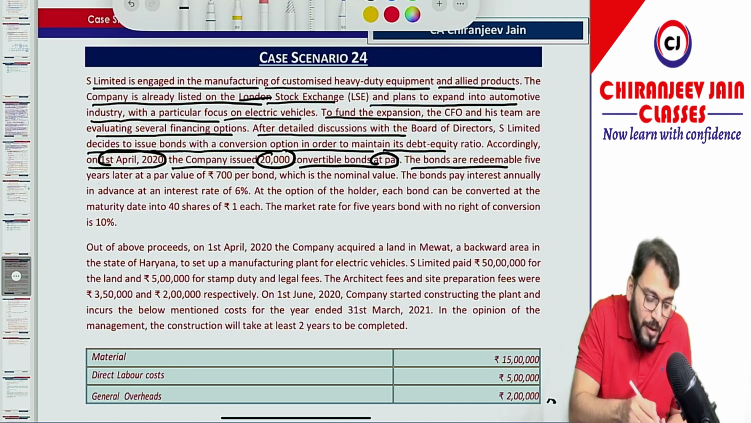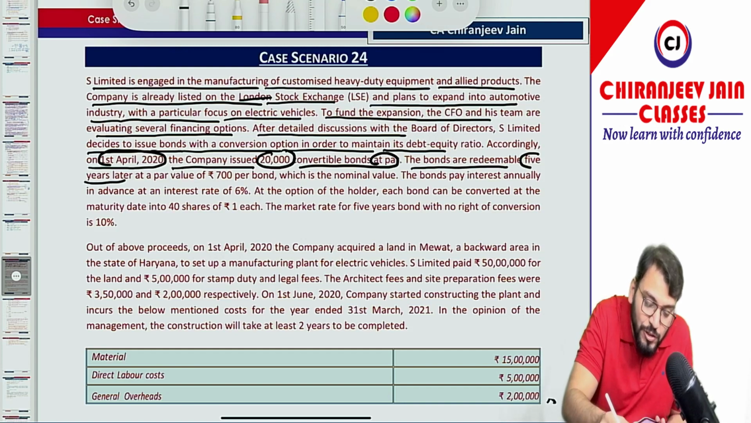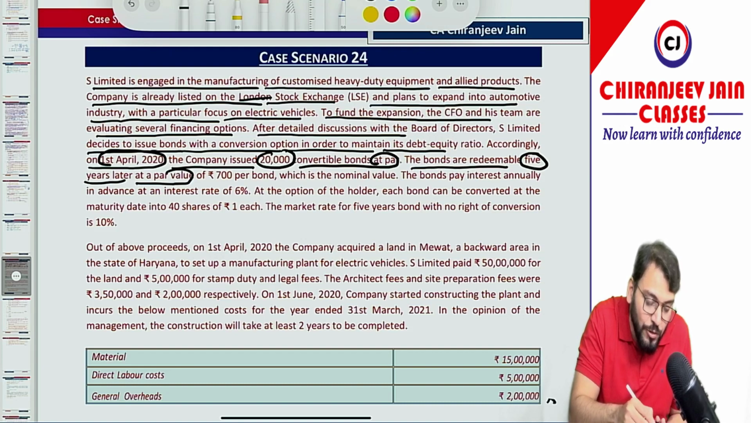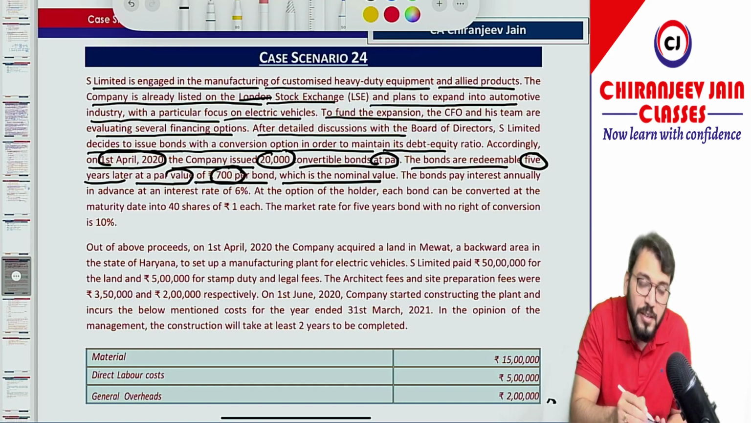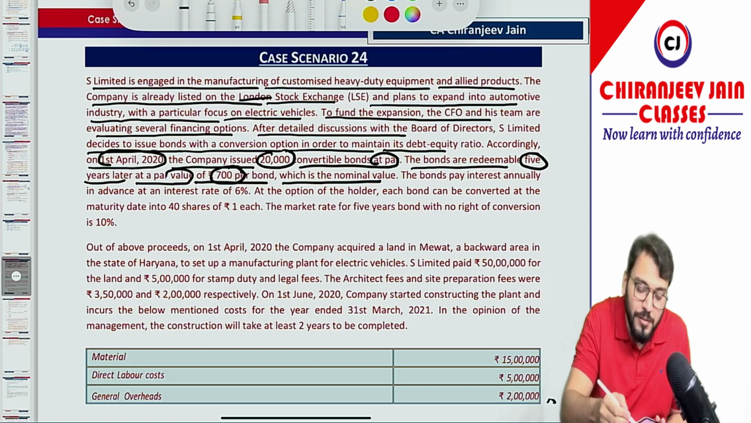The bonds are redeemable 5-year later, so it is for 5 years at a par value of rupees 700 per bond, which is the nominal value. The nominal value is what? 700. So issued at par, redeemable at par.